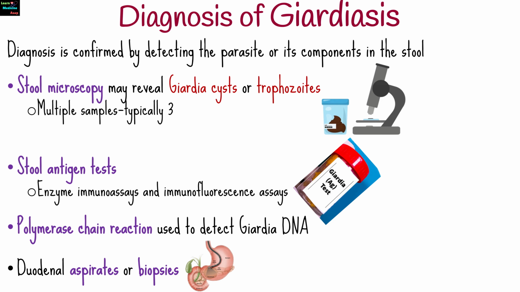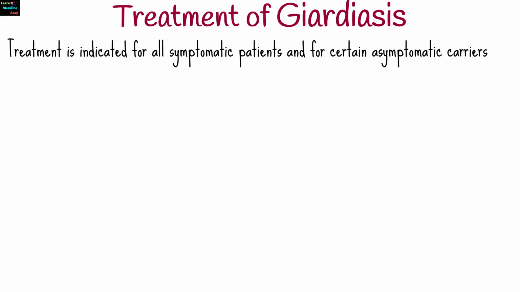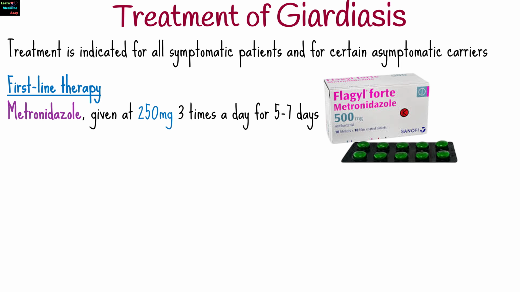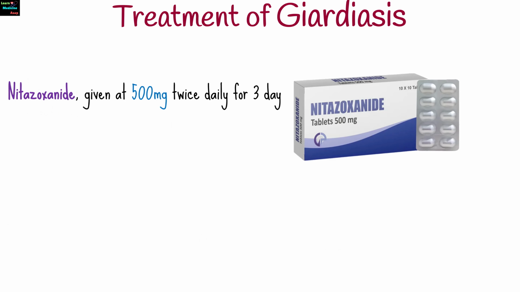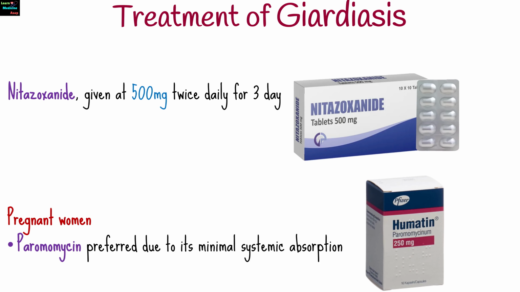Treatment is indicated for all symptomatic patients and for certain asymptomatic carriers, particularly in high-risk environments. First-line therapy includes Metronidazole, given at 250 mg 3 times a day for 5 to 7 days. Tinidazole is an effective alternative, administered as a single 2-gram oral dose. Another option is Nitazoxanide, given at 500 mg twice daily for 3 days. For pregnant women, Paromomycin may be preferred due to its minimal systemic absorption. In cases of treatment failure or reinfection, a second course or a different agent may be required.